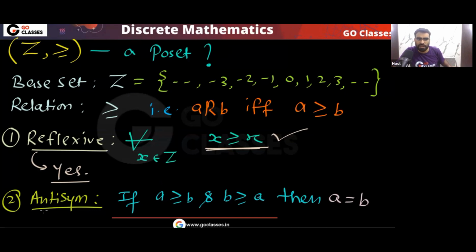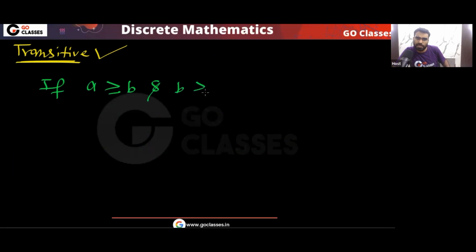This is the definition of antisymmetric. So again, antisymmetric also, yes. Very simple. What about transitive? What can you say about transitive? Transitive is also correct because you can see that if A is greater than or equal to B and B is greater than or equal to C.